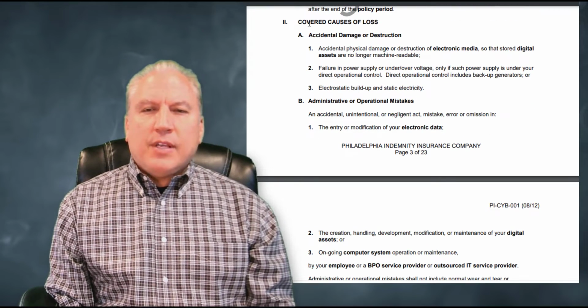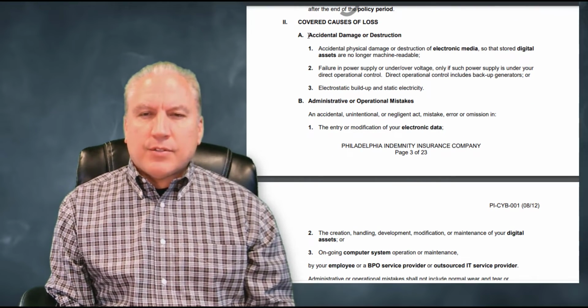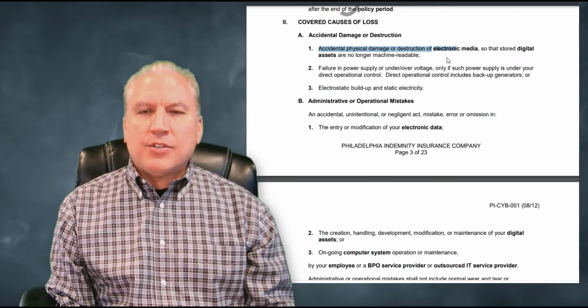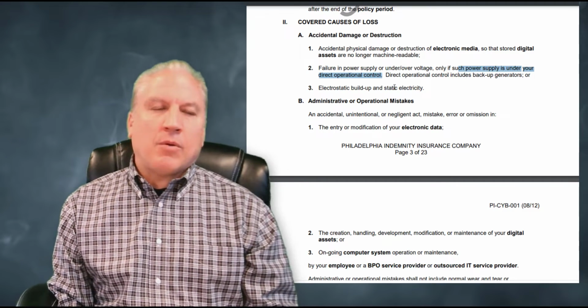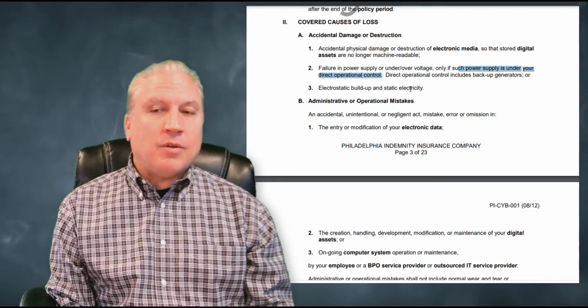Covered cause of loss. These are the things that cause the loss. Accidental physical damage, failure in power supply or over voltage, only if the power supply is under your direct operational control. So if you have power coming in from outside your control, it's not going to be covered.